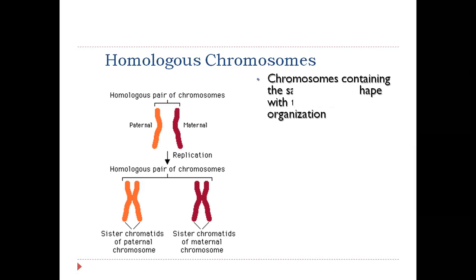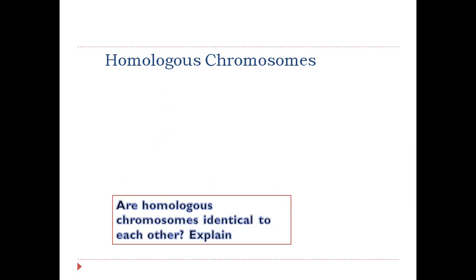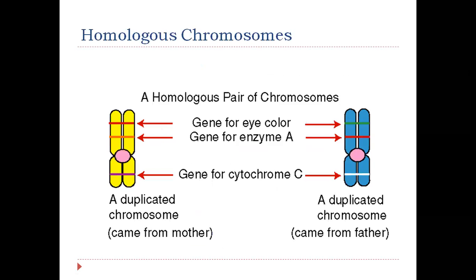For example, we have the eye color gene right here, and we have a gene for the enzyme A, a gene for the cytochrome C. But here we can have the color blue and here we can have the color brown. Same genes, but different versions of the gene.